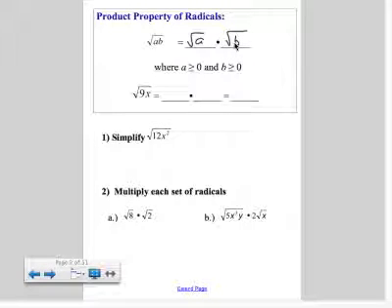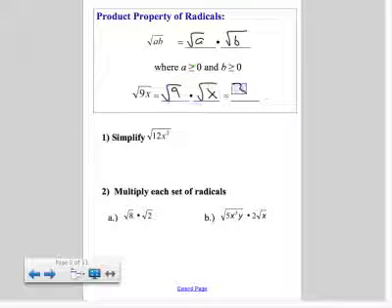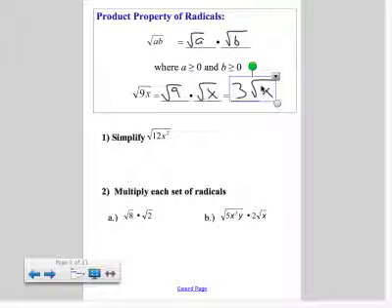Okay, so for example, if I give you the square root of 9x, you can rewrite that as the square root of 9 times the square root of x. Alright, well, you know what the square root of 9 is. The square root of 9 is 3, and then the square root of x just says we don't know what that square root is, so we just leave it.